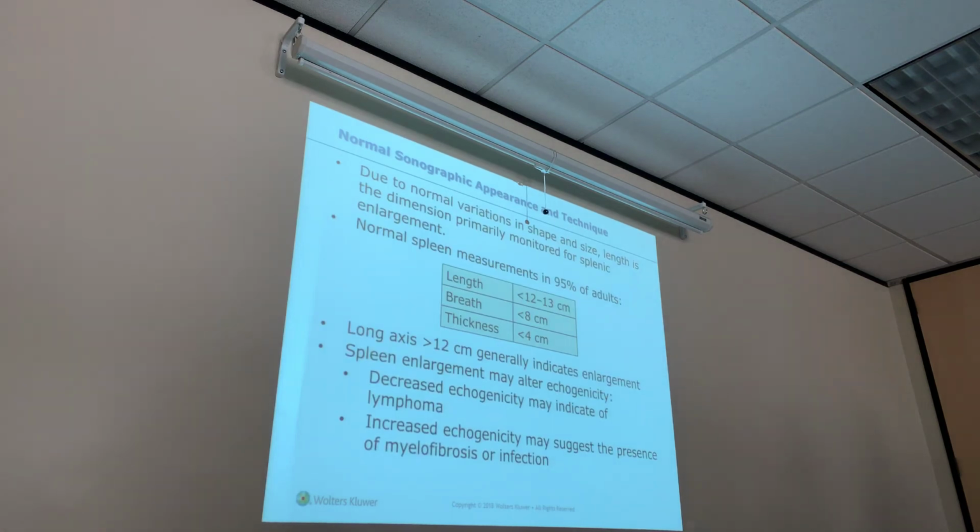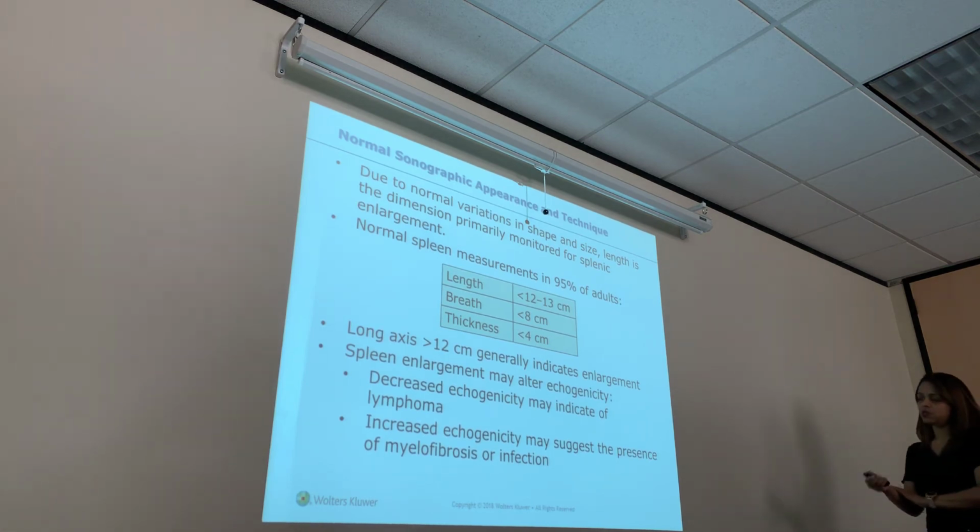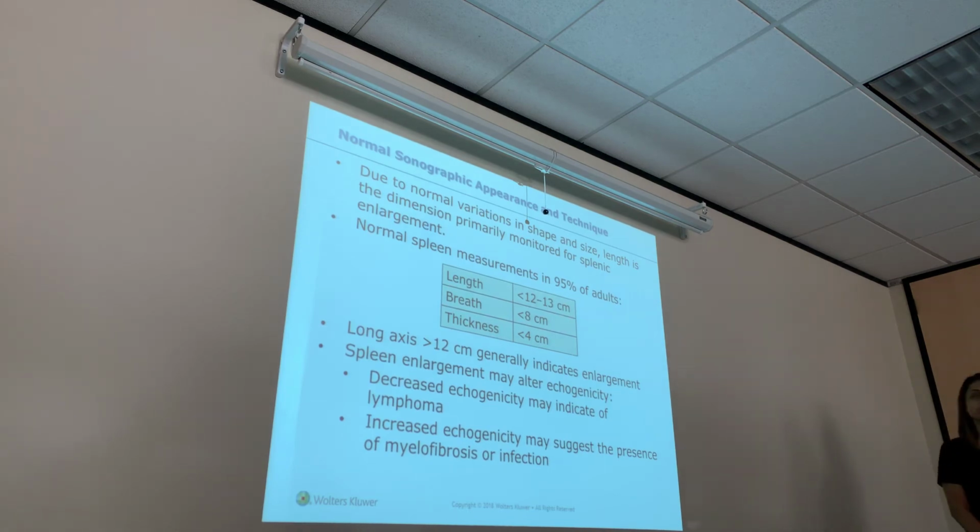Okay, so due to normal variations in shape and size, the length is what we usually use to monitor splenic enlargement, which should be less than 12 to 13. That's correct. Is that the same as anterior posterior? Yes. Long axis greater than 12 or 13 indicates enlargement.